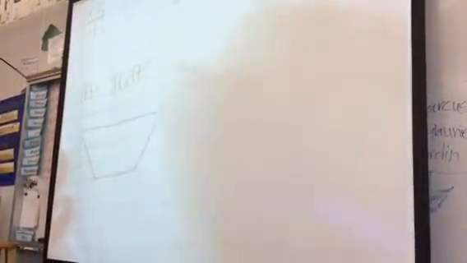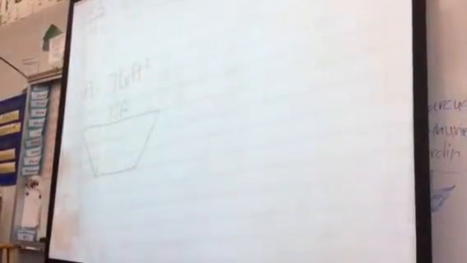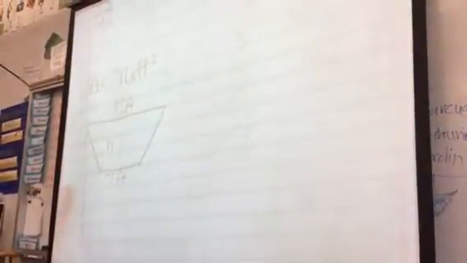So the area of this trapezoid is going to be 76 feet squared. And so I'm going to go ahead and draw my trapezoid. And my base 1 is going to be 12 feet. My base 2 is going to be 7 feet. And I need to solve for what my height is. Okay?